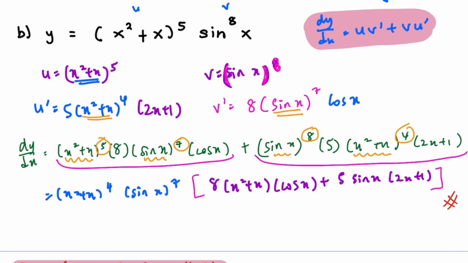So let's open up the bracket. From the first term, you are left with 8 times (x squared plus x) to the power of 1, and cos x, plus, for the second term, you are left with 5. And then you have sine x to the power of 1. And you have 2x plus 1. Therefore, this is your final answer.